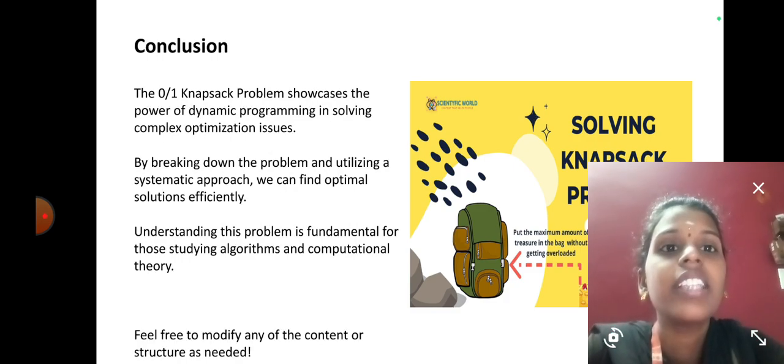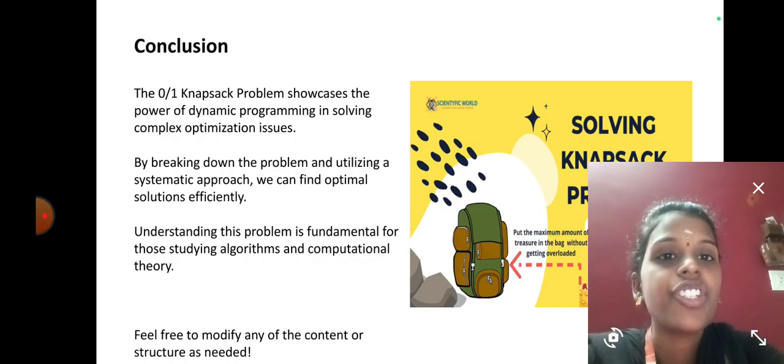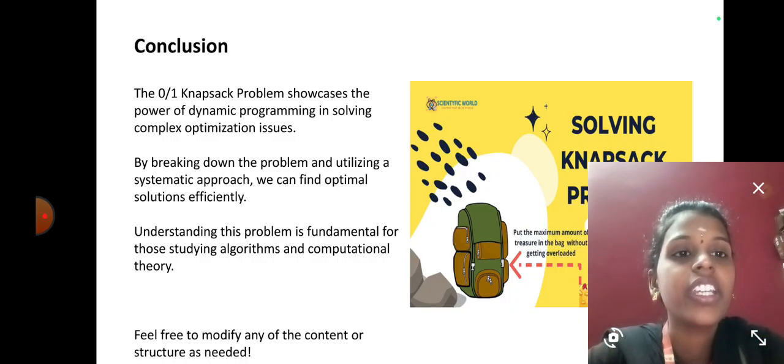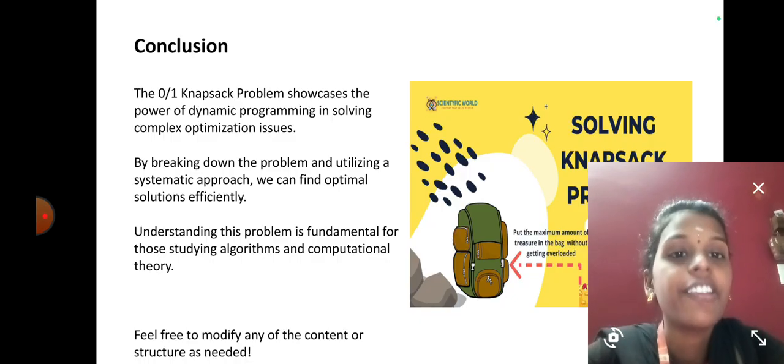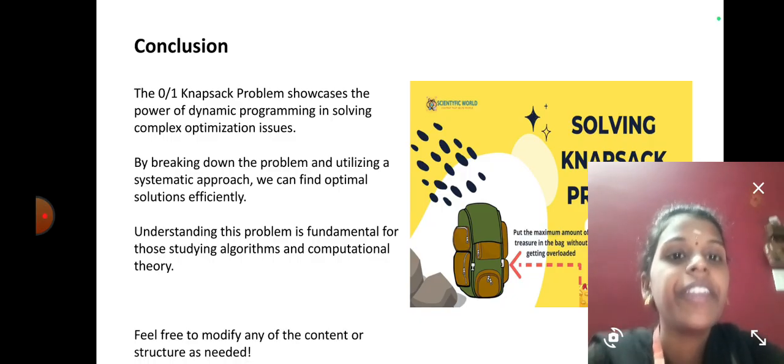Conclusion: the 0/1 knapsack problem showcases the power of dynamic programming in solving complex optimization issues. By breaking down the problem and utilizing a systematic approach, we can find optimal solutions efficiently. Understanding this problem is fundamental for those studying algorithms and computational theory.